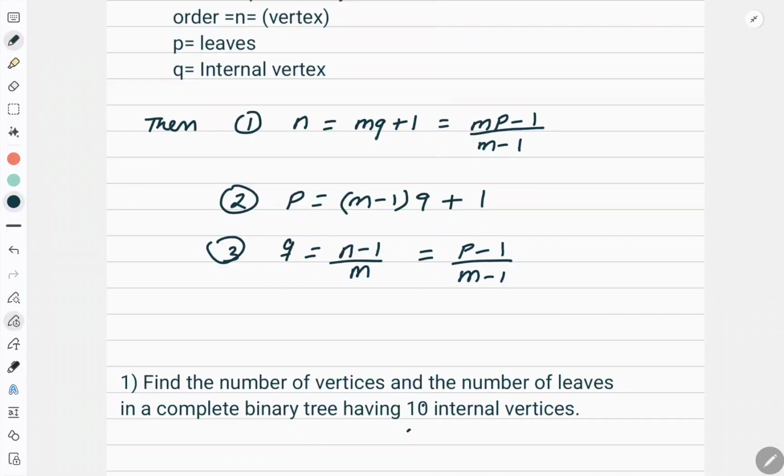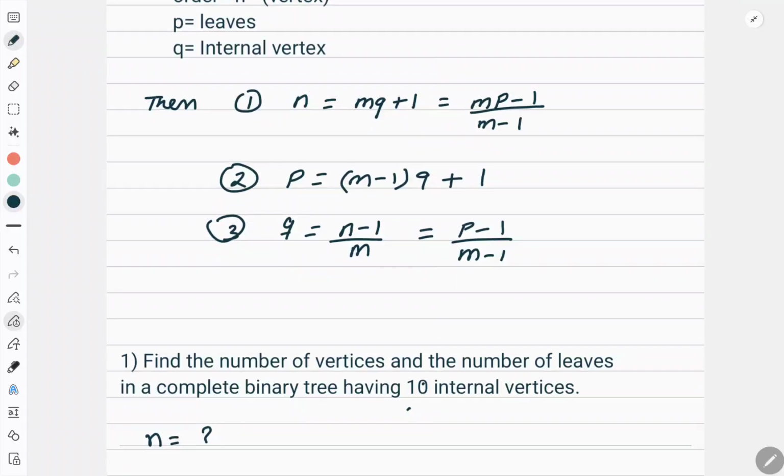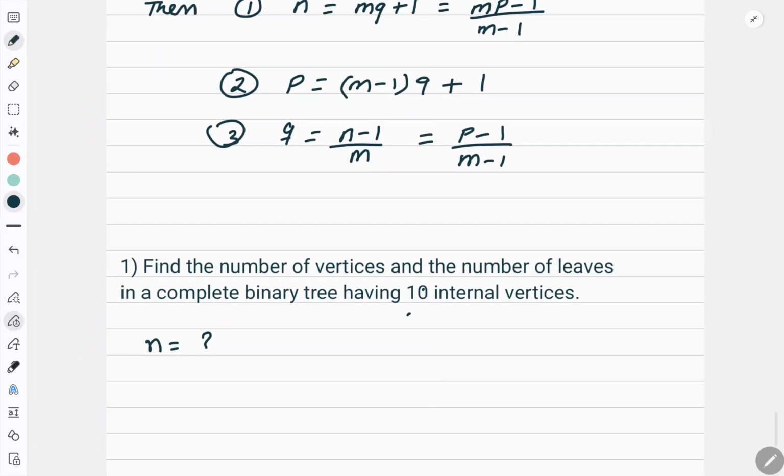Now let us see the first question. Now look at the first question. What they are saying: find the number of vertices. Number of vertices means n, I don't know. Okay. Then the number of leaves. Okay. So P also I don't know.